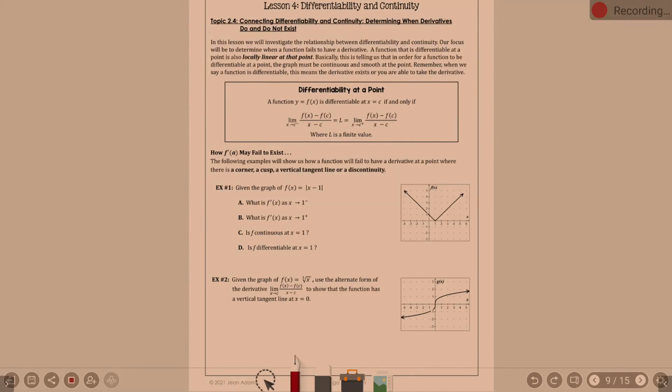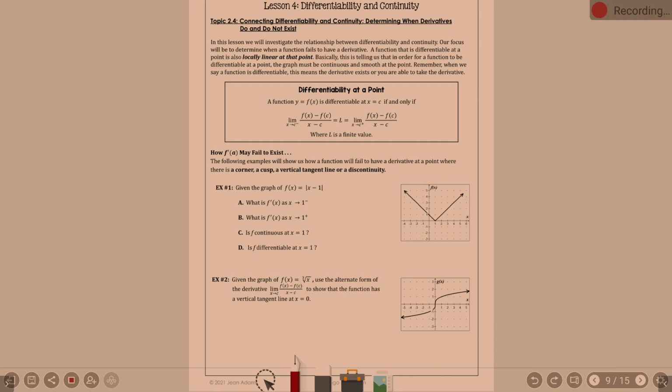Okay. Lesson 2.4 is when we connect the idea of differentiability and continuity. We've already talked a lot about continuity in terms of what it means to be continuous, and we talked about that official continuity definition, right? The limit from the left has to equal the limit from the right, and the point has to exist at that point. So the limit has to exist, and that point has to exist, okay? Now we're going to add in differentiability.